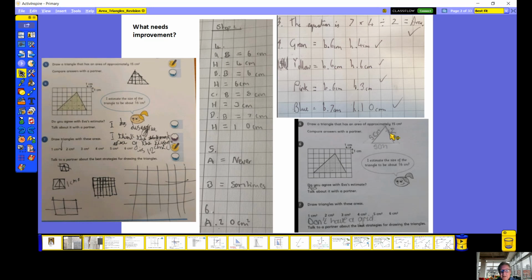Look at this one. Similar to that example. Draw triangles with this area. Don't have a grid. So if you look in your maths books, there are lots and lots of grids.